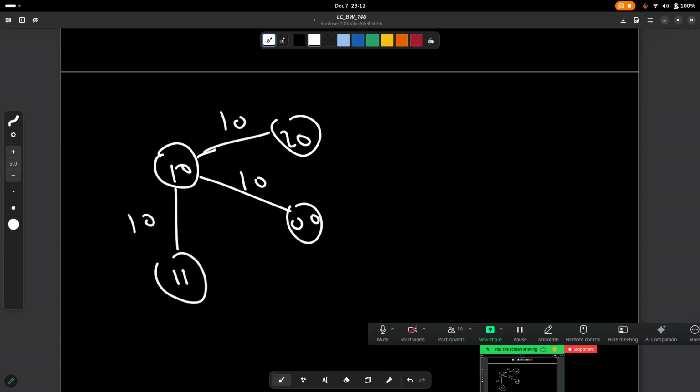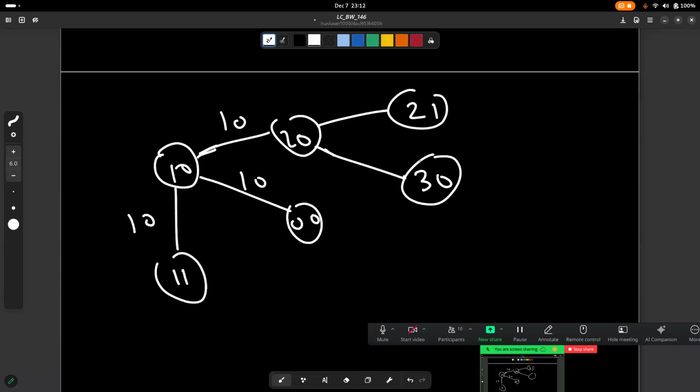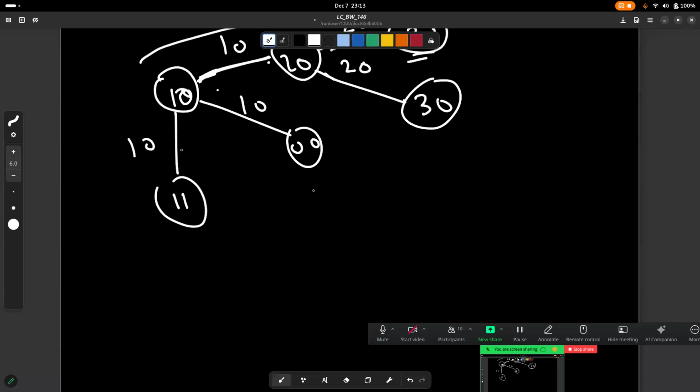Then from 20, I need to move forward. From 20, I can move to 21. I can move back to 10, but I won't consider that. I just need to move to new values which haven't been explored, and I can move to 30. I say that the cost of moving to these new avenues is 20. If you consider what this cost is, it is 10 plus 20. To reach 21 from 10, you need this 10 plus 20 cost. You need to go through these integers and then you will reach 21. This is what these edge weights mean.